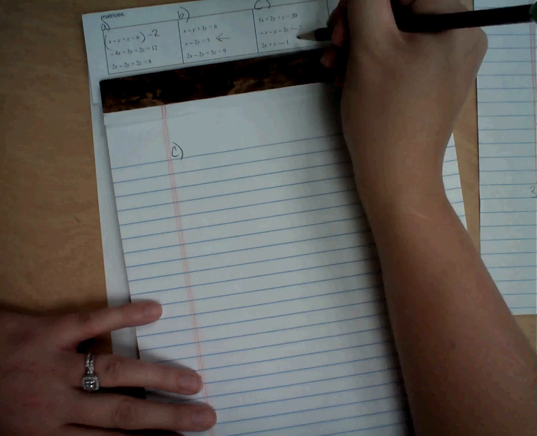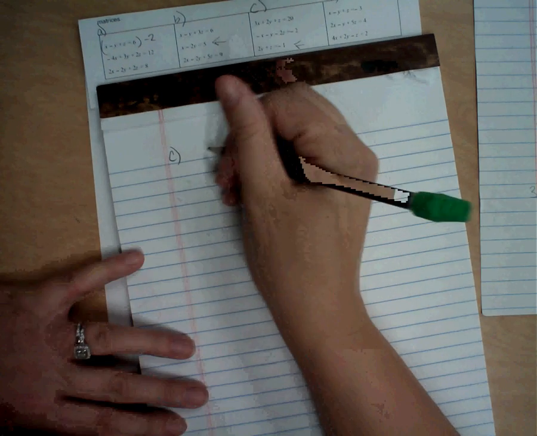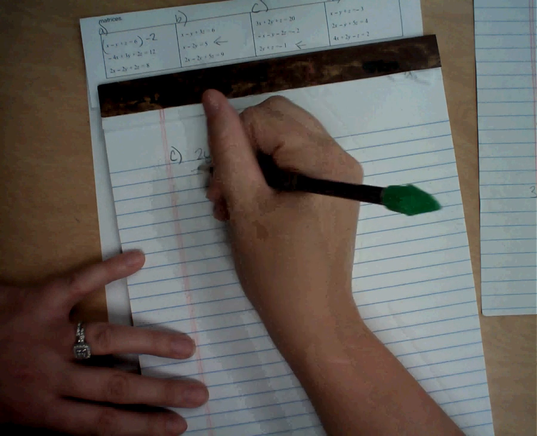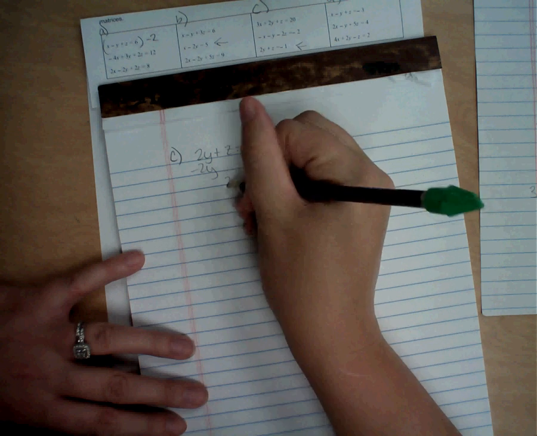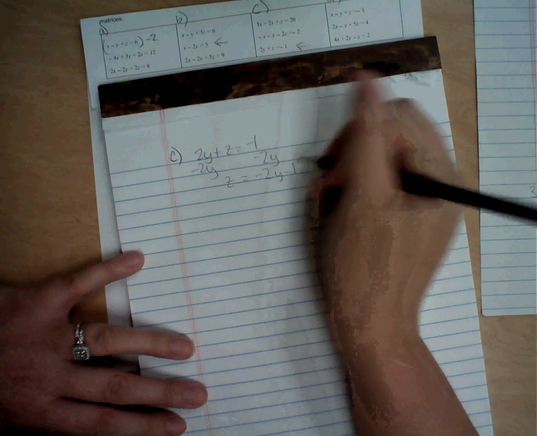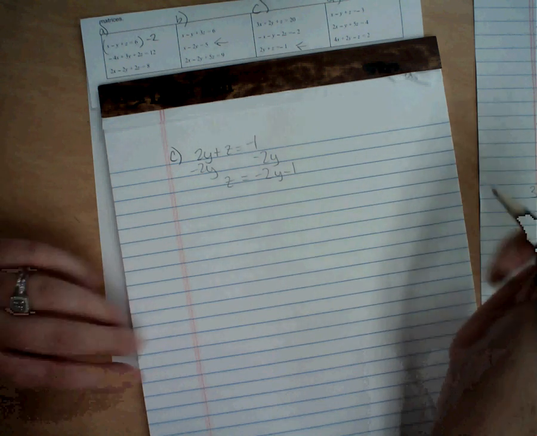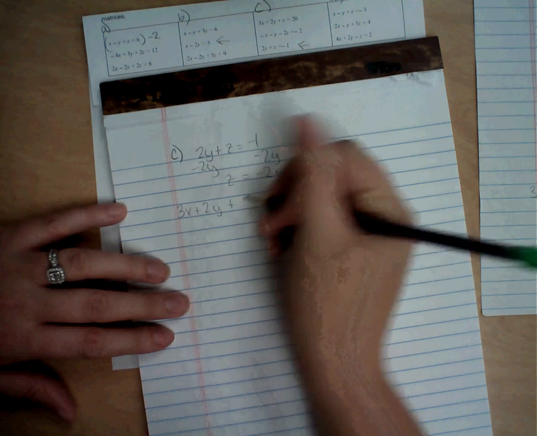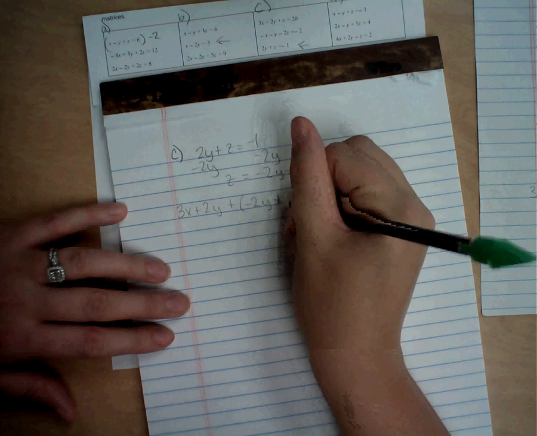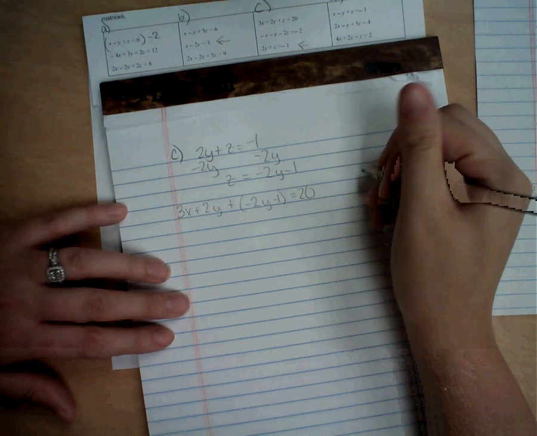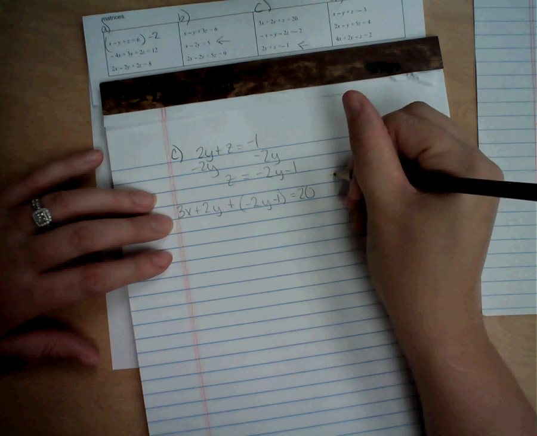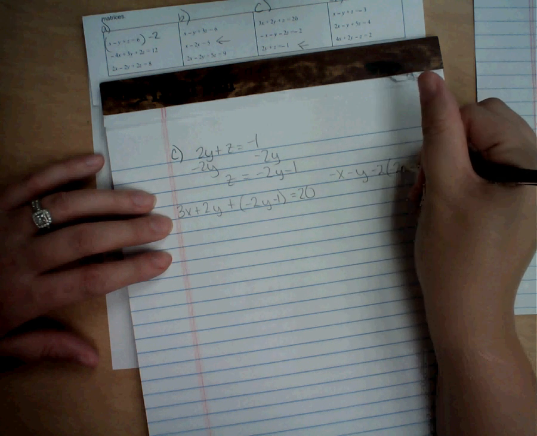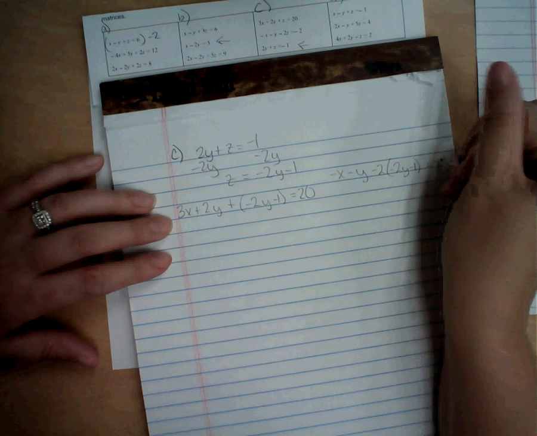I'm going to solve the third equation for z. So I would subtract 2y from both sides of 2y plus z is equal to negative 1. That gives me z is equal to negative 2y minus 1, and I'm going to substitute that into my other two equations for z. So I have 3x plus 2y plus z, which is negative 2y minus 1, is equal to 20. And in my other equation, I have negative x minus y minus 2 times z, which is negative 2y minus 1, which is equal to negative 2.